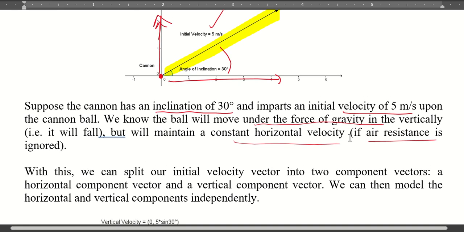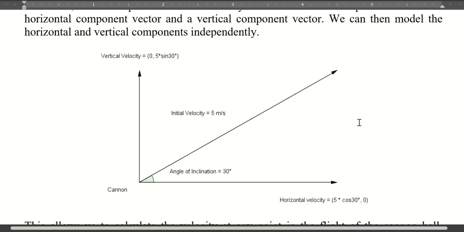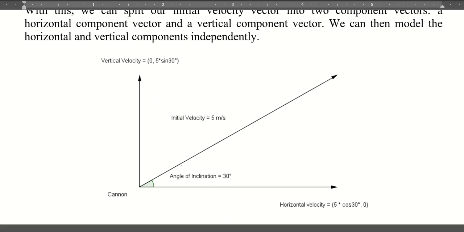Okay, with the horizontal one staying constant, but the vertical one affected by gravity. So let's look at the diagram. If this is 30 degrees, and this is 5 units, then we know this vertical component will be 5 sine theta. And then here, this will be 5 cosine theta, and theta is 30 degrees.